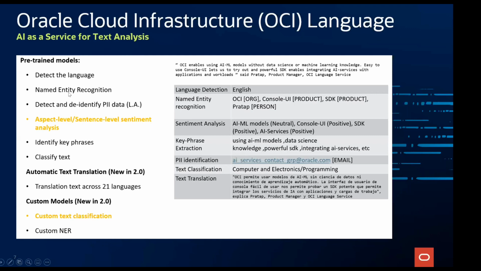They identify the different entities on a text. We can detect and de-identify personal information data, perform aspect level or sentence level sentiment analysis, identify key phrases on a text, and even classify the text. So these are pre-trained models, and in this AI-based service ticket classification use case, we are using the pre-trained aspect level and sentence level sentiment analysis service as an API.